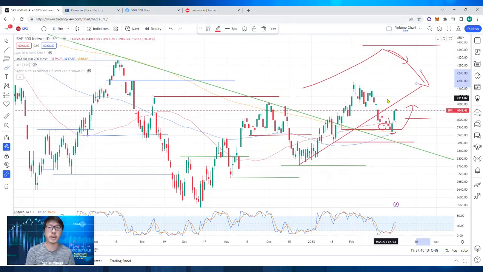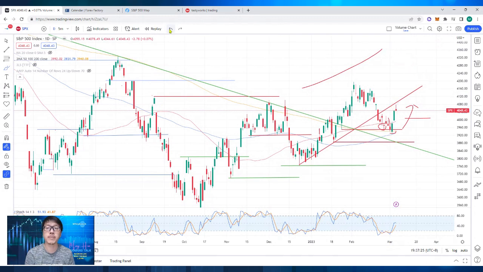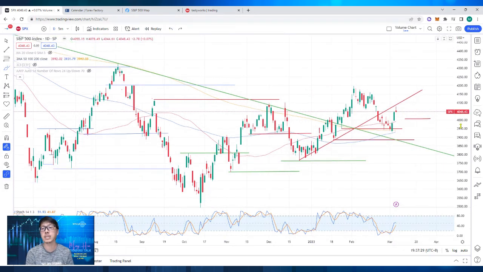Yeah, so that's why you see yesterday itself the candle was somewhat bearish, because it had come down towards almost the end of the day.